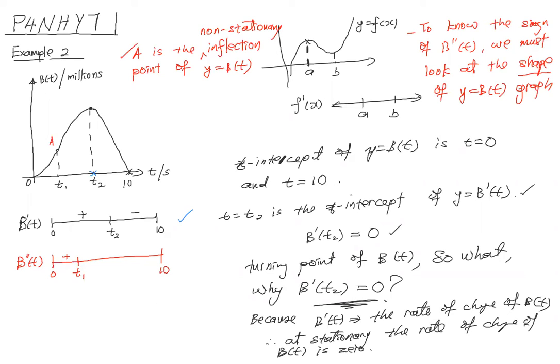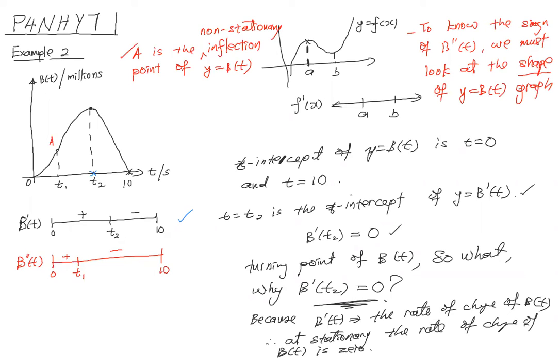So now how about after T1 to 10? Hao Xuan? Negative. Why negative? Because of the shape. Try to say it as specifically as possible. The shape of the B(t) graph is concave downward. Yes, you are right.